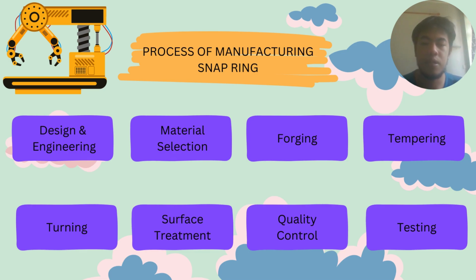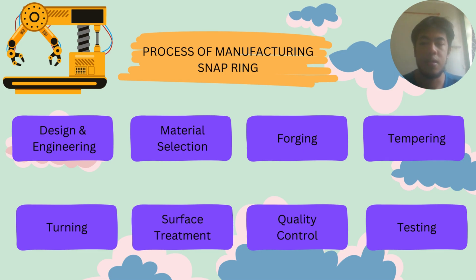For the forging, the material is shaped by applying compressive force. Hot or cold forging can be used to create a snap ring with improved mechanical properties. For the tempering, apply heat treatment to the formed snap ring to achieve desired mechanical properties such as hardness and strength. For the turning, use a precision machining process to refine the snap ring shape and achieve accurate dimensions.